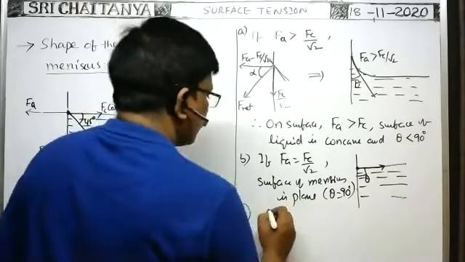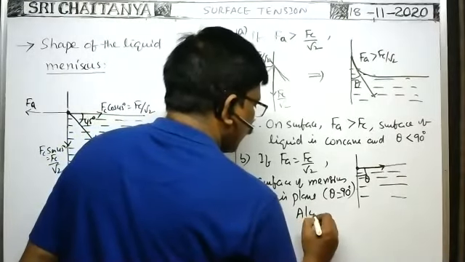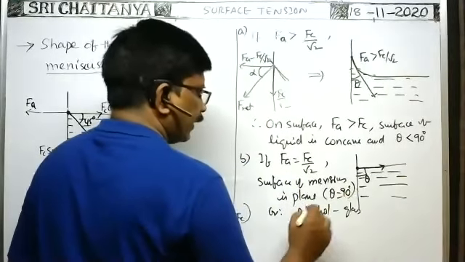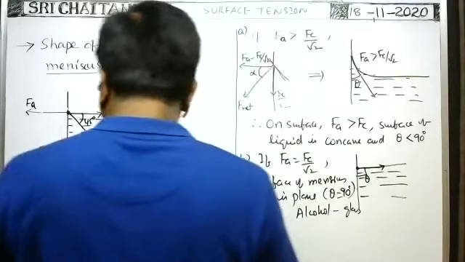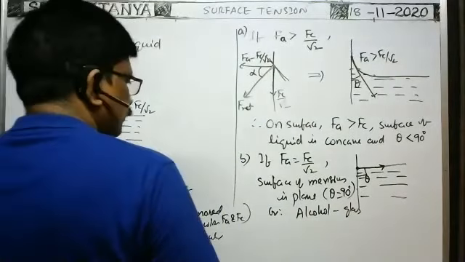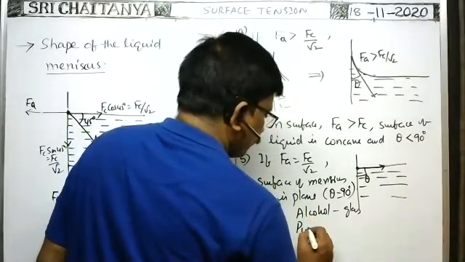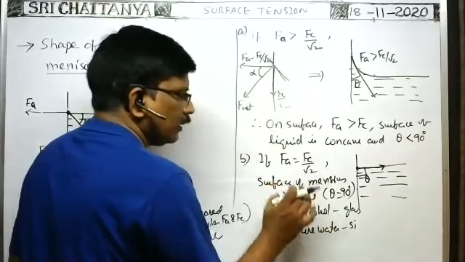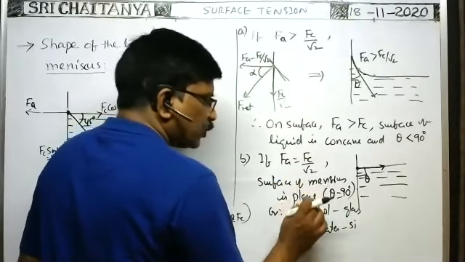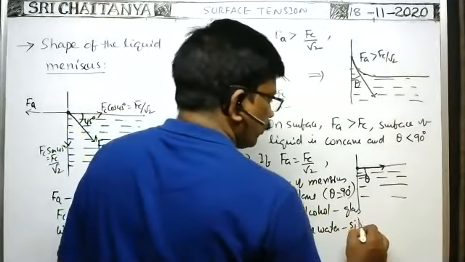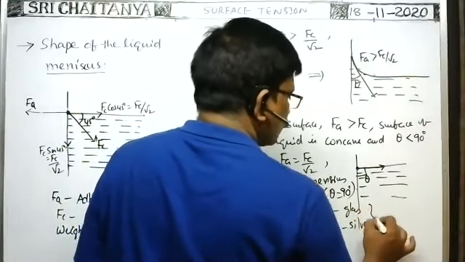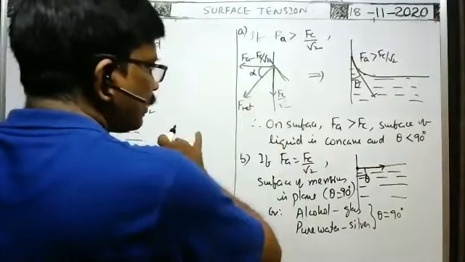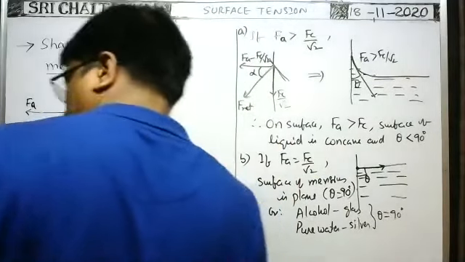One more clear example. Alcohol and glass. In this case, the angle of contact is 90. One more is pure water and silver plate. Pure water means that the liquid must have only H2O molecules. For pure water and silver, the angle of contact is 90 degrees. That's why the surface of the meniscus is plane or horizontal. We can write it.